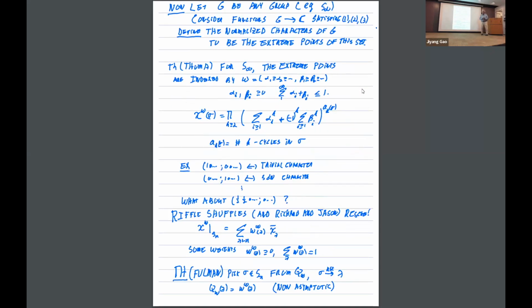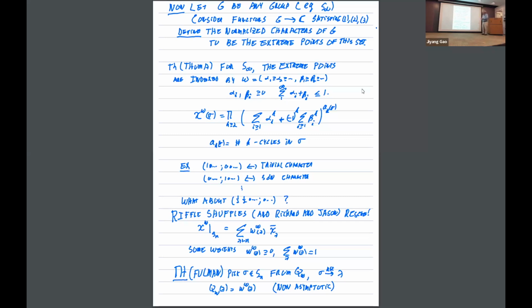Okay, so now let G be any group, could be quite a big group, like S infinity. Consider the class functions from G to C which satisfy those three properties. That is again a compact convex set, and people define the extreme points of this set to be the normalized characters of G. That's what people who work with big groups call them.